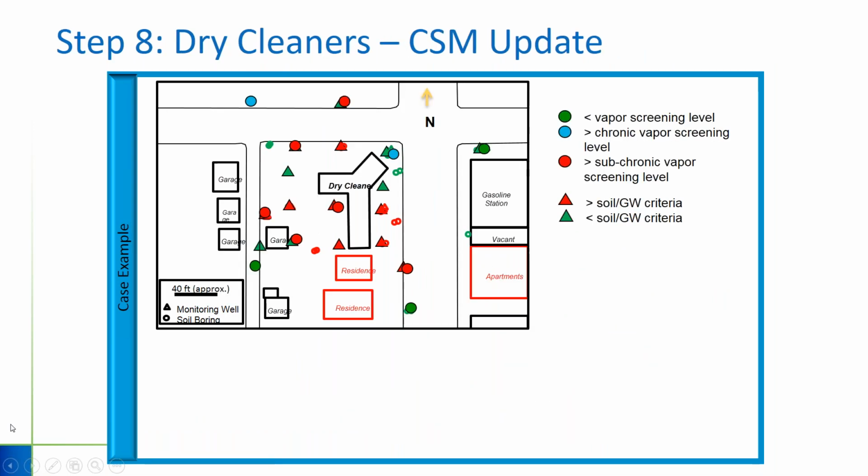So step 7 and step 8 are kind of similar. In step 7, you're evaluating the data that you're collecting at that time. In step 8, you're folding it all together, taking the new data and putting it in with the data that you already had to get a new updated CSM. So putting everything together here.